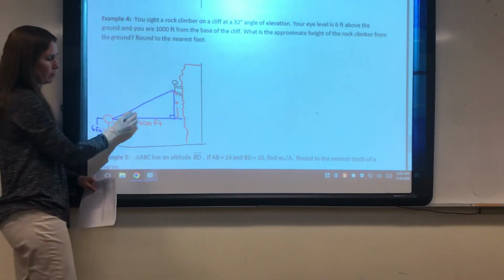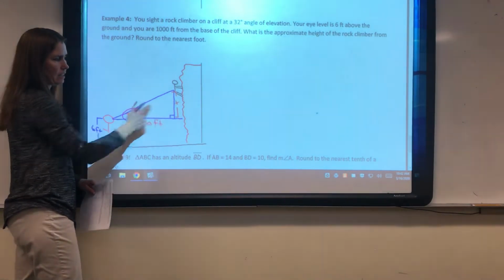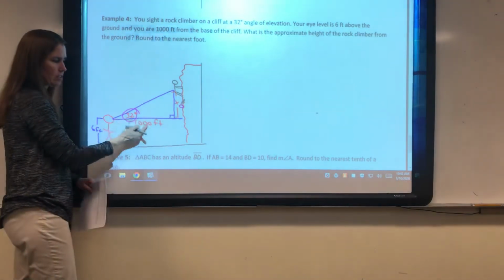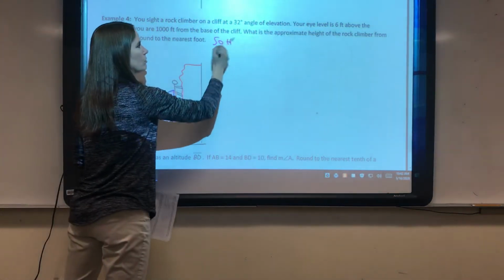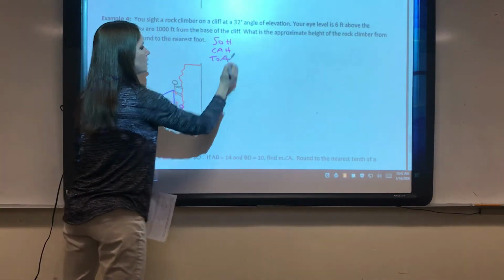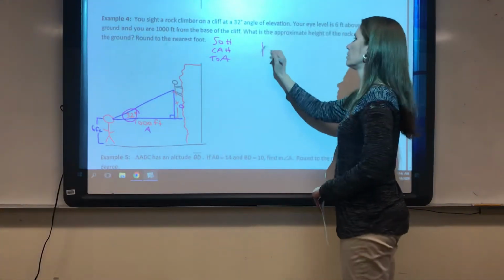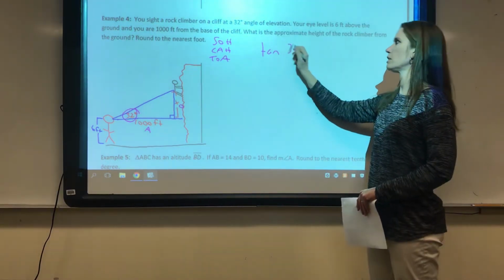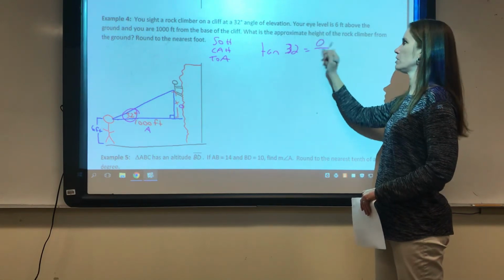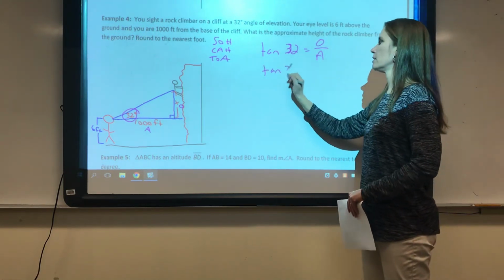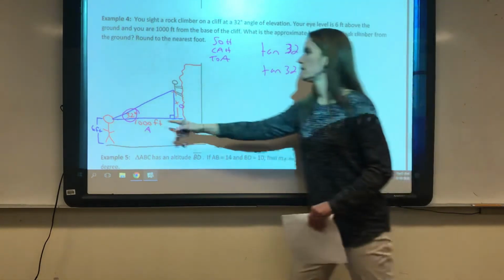We can see that in reference to this angle, this is our opposite leg, it's across from it, and here's our adjacent leg. We are not using the hypotenuse this time. Again, if we write our SOHCAHTOA out, here's O and A, so we're going to use tangent. So we've got tangent of the angle, which is 32 degrees, is equal to opposite over adjacent. From there, I can plug in what I know. So opposite is x, adjacent is 1,000.